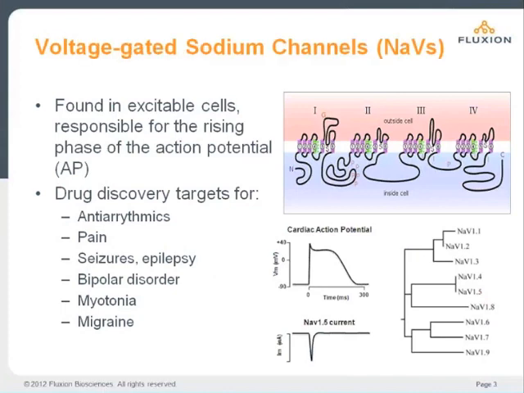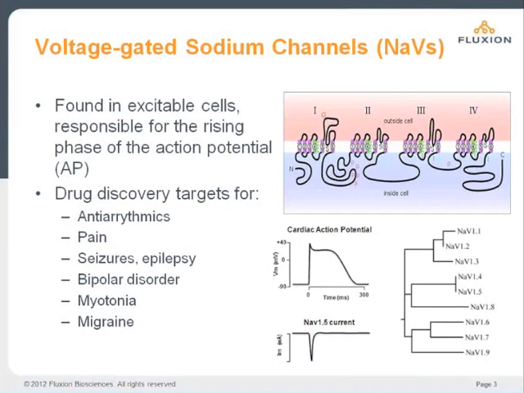Voltage-gated sodium channels, or NAVs, are found in most excitable cells, such as neurons and muscle cells. They're responsible for the fast upstroke in the action potential. After opening, the channels rapidly inactivate.